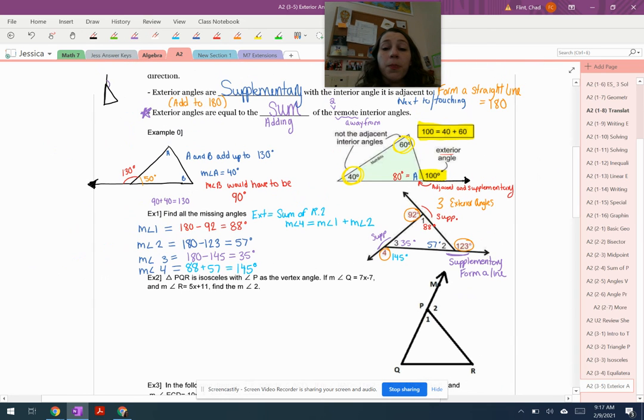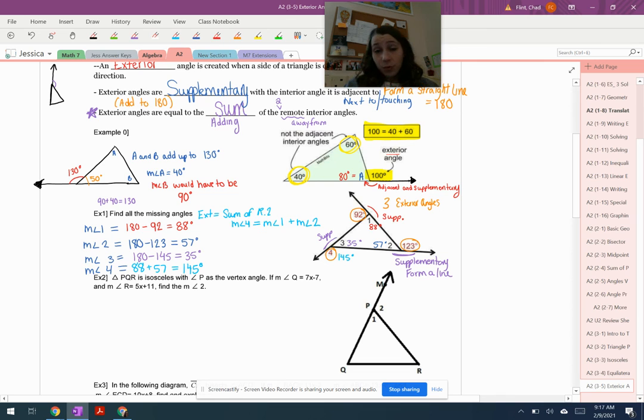Boom. So we're just trying to take all those new properties and all those things that we're learning and apply them to all different kinds of situations here.